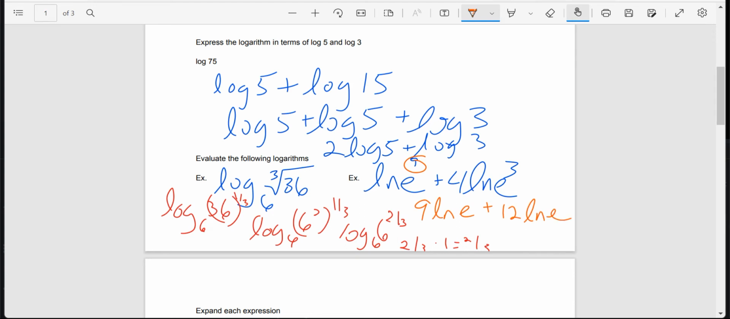Now, ln of e, if you remember, is equal to 1. You should remember this from last section. And then 9 times 1 is just 9. Once again, 12 times 1 is 12. 9 plus 12 is 21.